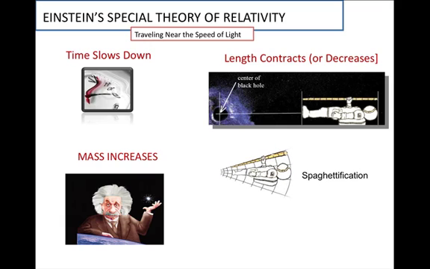Spaghettification is the concept that the force of gravity is greater on the astronaut's feet than on his head. This difference will lengthen him, eventually pulling him apart. These effects happen to every object, but they become noticeable once objects approach the speed of light.